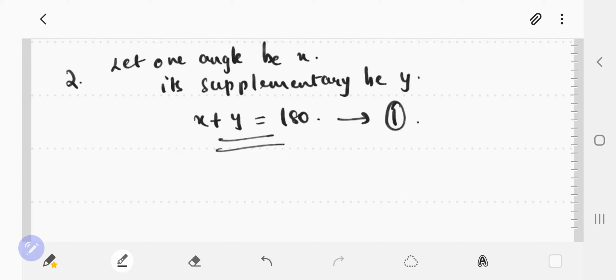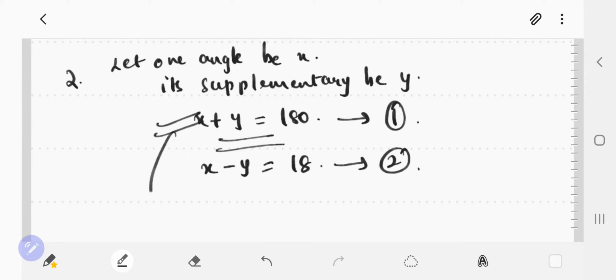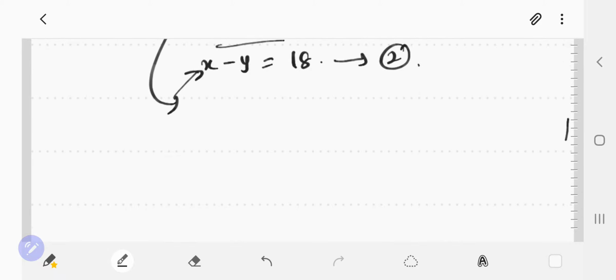And your second condition says that the difference between them is 18. So x minus y is 18. That becomes your equation number 2. Make any one equation a subject and use that in your second equation. Can you do that? Okay, I'll jump on to problem number 3.